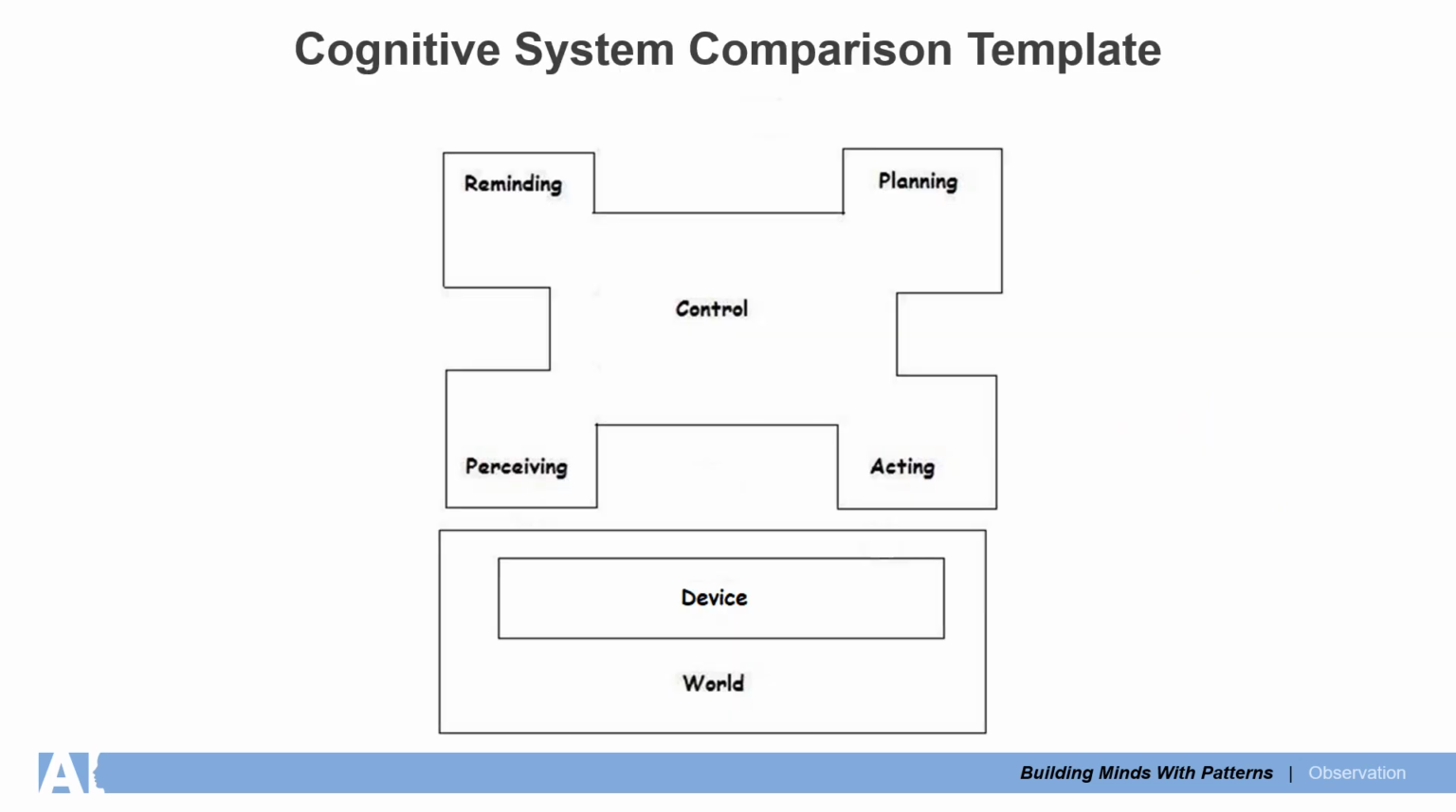In order for us to study cognitive systems, we have to align them so that their elements are comparable. The characteristics among cognitive systems that seem important are the ability to perceive information from a device, the ability to be reminded of prior events and situations, some sort of internal control or coordination among the elements of the cognitive system, the ability to plan sequences of actions, and the ability to execute actions. These general regions are depicted in the comparison template, and the cognitive systems we study will be laid out accordingly.